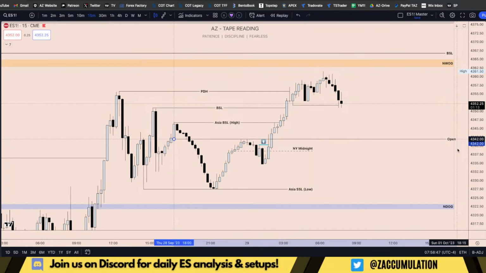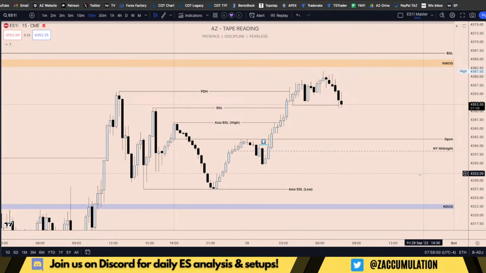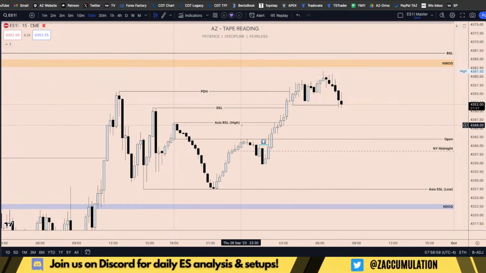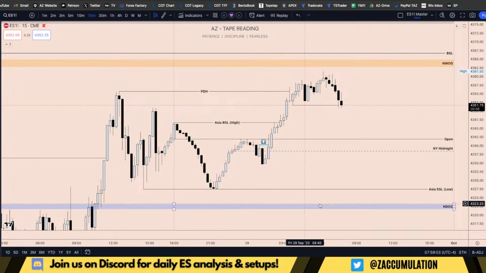Alright, so here we have the open for this daily candle. Right here we have the midnight level just below the open. We have Asia session sell side. We have a new day opening gap from yesterday here as well. We swept the previous day's high, we swept this buy side, and we swept the Asian session high.